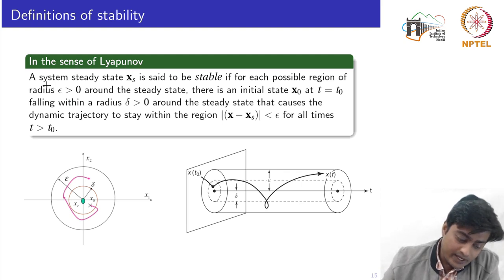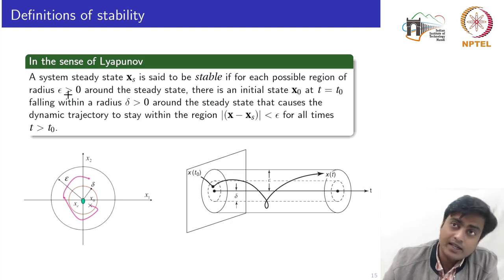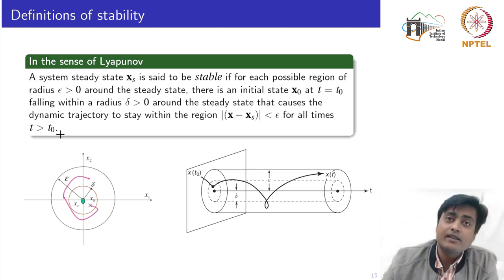So in the sense of Lyapunov, we can define that a system steady state xs, for the simple pendulum we have 2 steady states in the interval 0 and pi, is said to be stable if for each possible region of radius epsilon, a positive epsilon, around the steady state there is an initial state x naught at t is equal to t naught falling within a radius delta, which is again a positive number, around the steady state that causes the dynamic trajectory to stay within the region. The absolute value of the difference between x and the steady state is less than the given epsilon, for all times t greater than t naught.